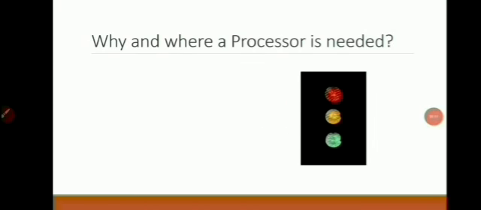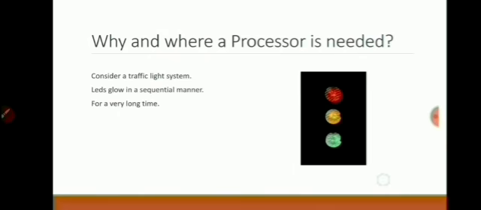Consider another example, a traffic light system. We know that the LEDs glow in a sequential manner, and that too for a very long time period. How does this system work? If we wanted to run this system manually, it would be very hectic for an operator to continuously switch the respective LEDs on and off. Therefore, we can clearly understand that in the previous case of a remote control and in the traffic light system, we need some processing device which processes the input signal and gives the respective output.